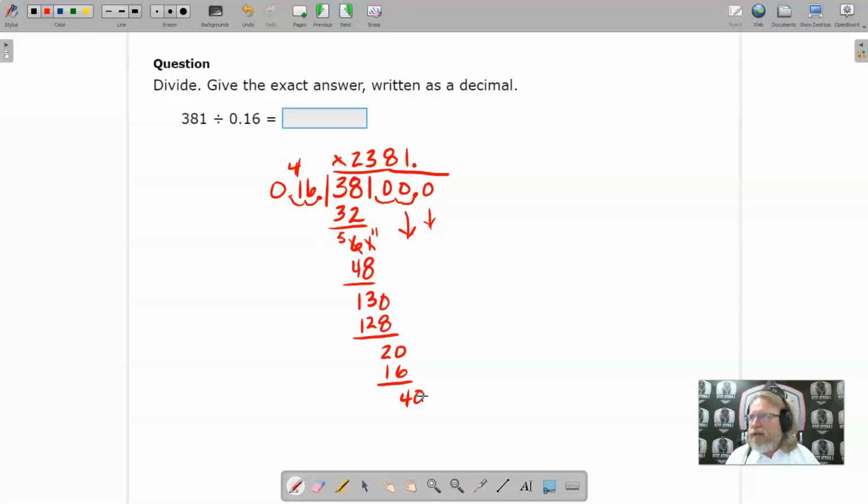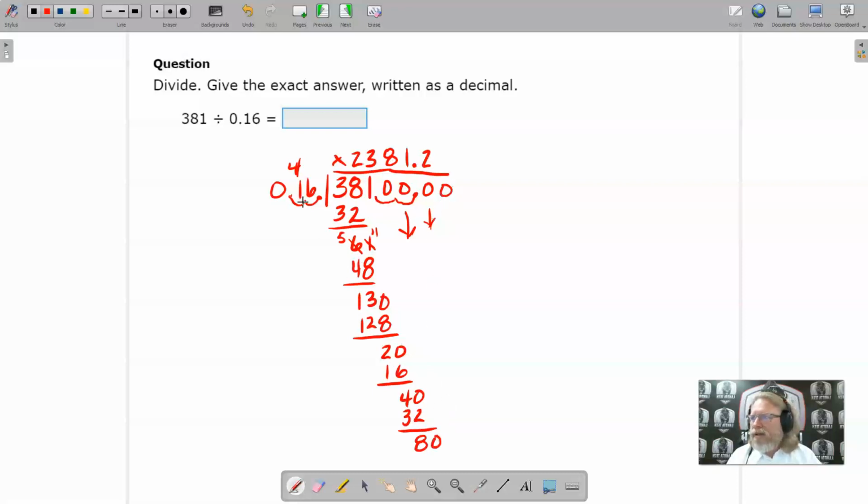16 will go into 40. Let's try 3 times, right? That's 48. That would be too much. So let's try 2 times. And so 2 times 16 is going to be 32. That's going to produce 8 for us. And let's bring down another 0.